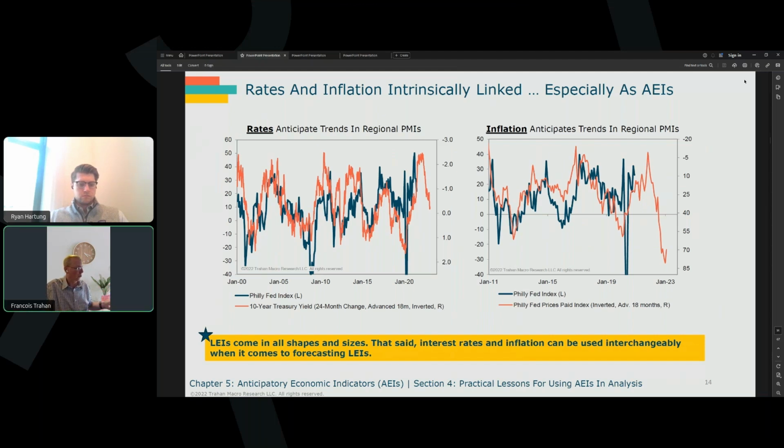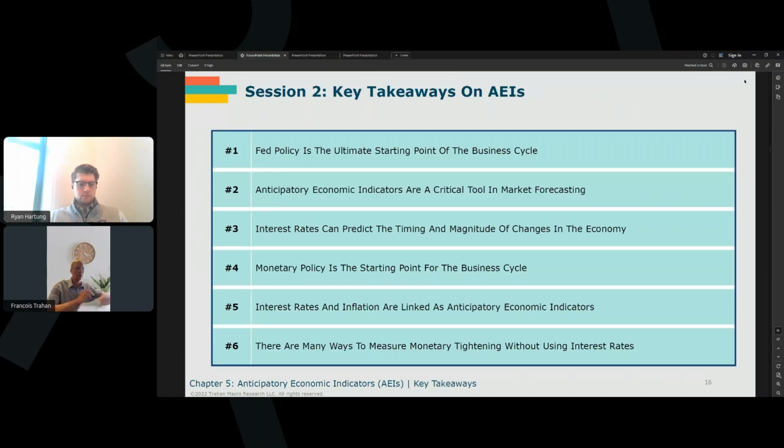All right, let me go to page 16 and just wrap up the stuff on AEIs, anticipatory economic indicators. Number one, Fed policy is the ultimate starting point of the business cycle. That is almost always true. Anticipatory economic indicators are a critical tool in market forecasting, well, because they allow us to understand leading indicators, and that's what financial markets are. Interest rates can predict the timing and magnitude of changes in the economy.